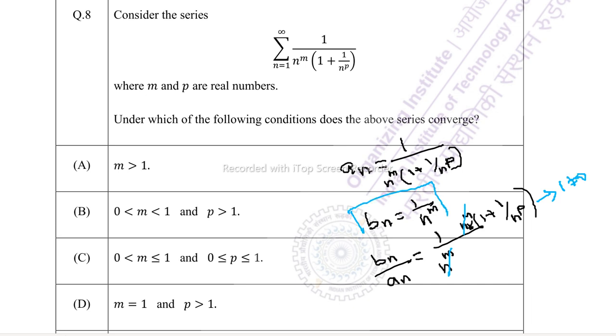And look at this summation bn. The series is convergent only when this m is strictly greater than 1. Since an is convergent, automatically summation bn, that is summation 1 by n power m, is convergent. And we know that it converges only when m is strictly greater than 1. Therefore in all the cases we have m strictly greater than 1 in the first option. Therefore option A is correct.